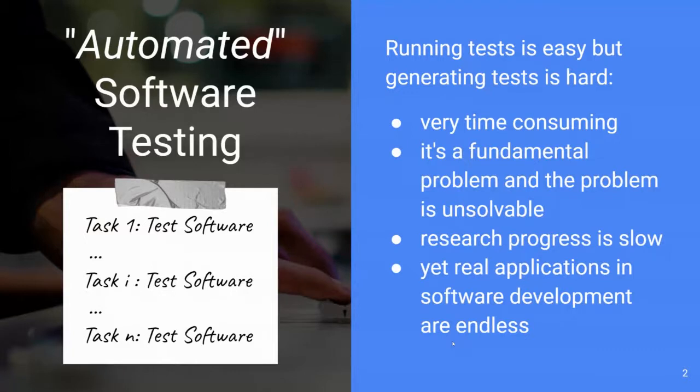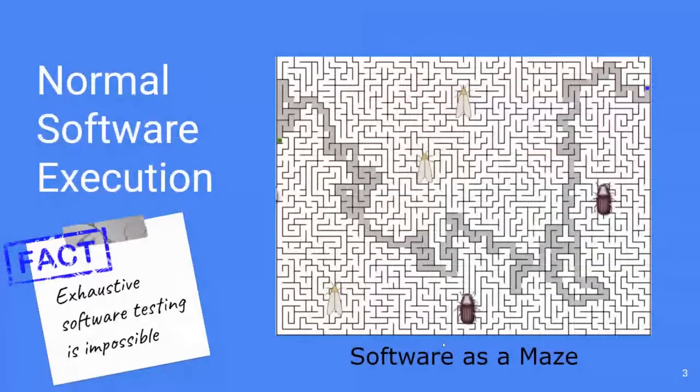Real applications in software development are endless. The current situation in industry at the moment is, of course, that it is expensive, slow, and not done very well, and hence a lot of software is released with bugs remaining, and the development process takes longer than it should. Automated software testing addresses the problem of generating the test in the first place. Running the test and checking the results is all automated, but coming up with the tests themselves is still a manual process.